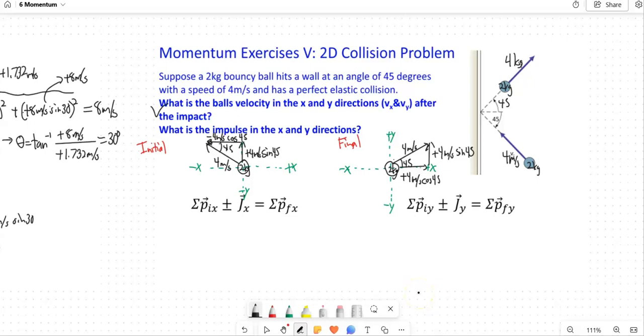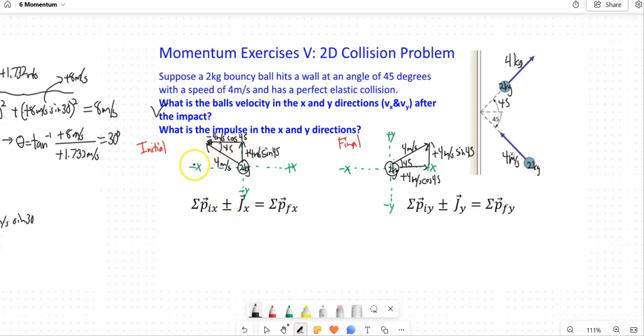So you have to have that laid out just like you normally would in the other problems, where you have an initial case and then a final case. All right. Well, we already know the final velocities afterwards. Let's go ahead and go through the process of figuring out what the impulse is done on the wall to the 2 kilogram ball.